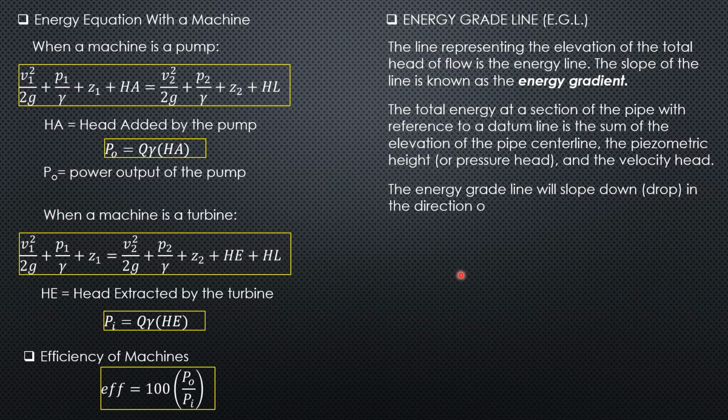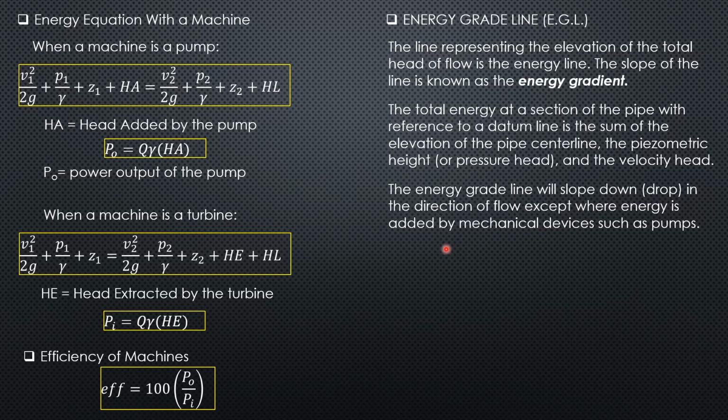The energy grade line will slope down or drop in the direction of flow except where energy is added by mechanical devices such as a pump. So the energy grade line will always slope downward in the direction of flow. It will only rise when there is a pump that adds energy to the system. So take note of the characteristics of an energy grade line: it always slopes downward in the direction of flow.